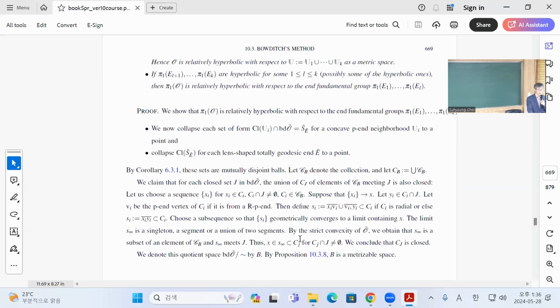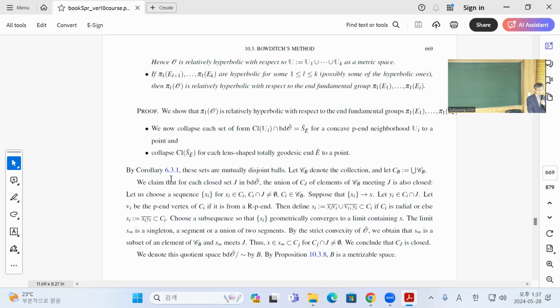Okay. And if you have some hyperbolic ends, you can remove that, and then it will still be relatively hyperbolic with respect to that. So the relative hyperbolicity is going to be proved here, and so first of all, we will actually collapse everything like this to a point for the concave neighborhood, and then any of these things to a point. So this is some new topology of the boundary.